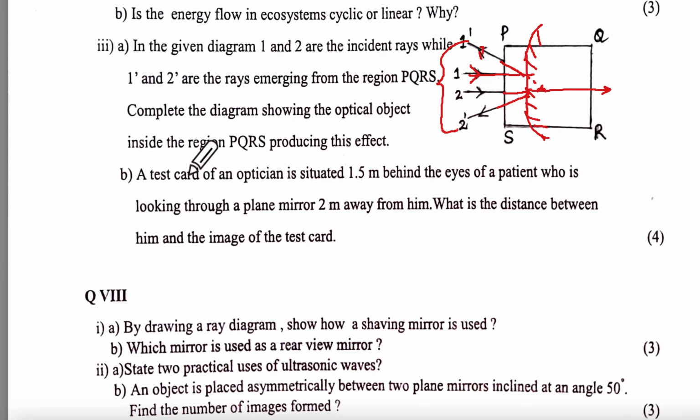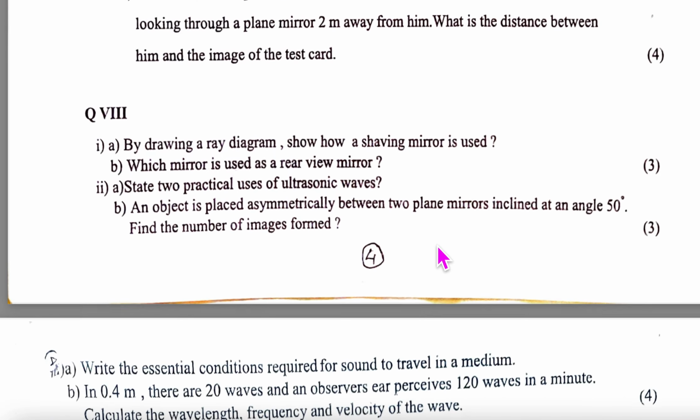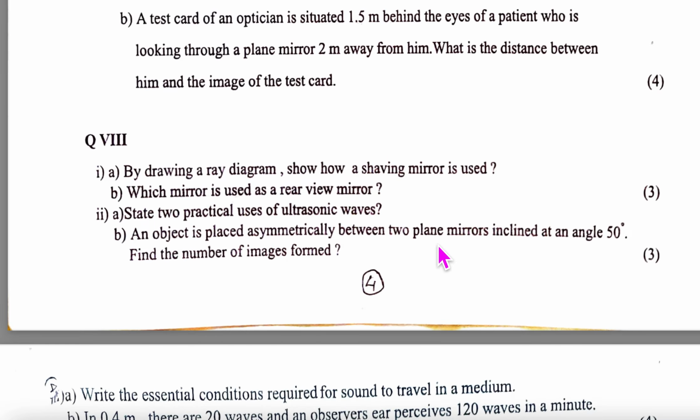Okay, correct? A test card optician situated 1.5 meter behind the eyes of the patient who is looking through the plane mirror 2 meters away from him. What is the distance between him and the image of the test card? Here you'll have to show the diagram. Can you draw the diagram?